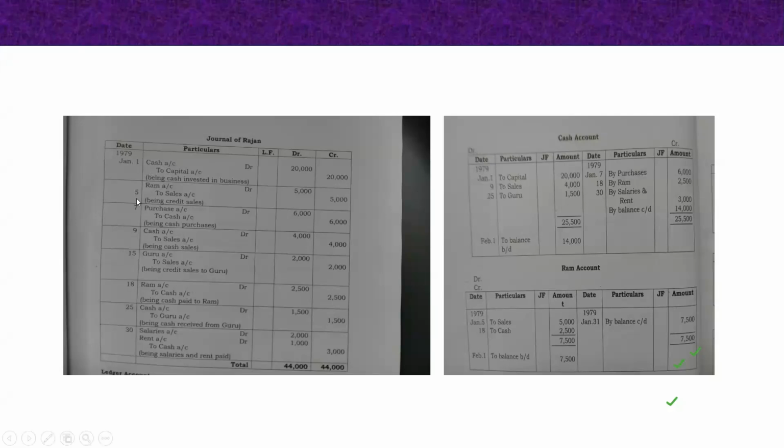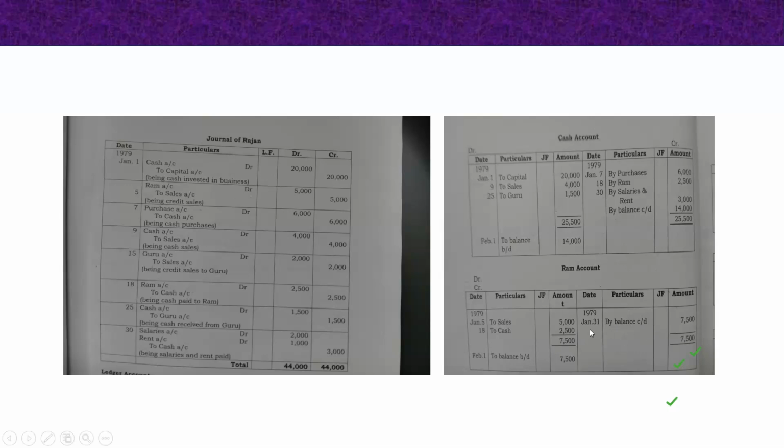On 5th of January, the first thing done is a credit sale to Ram from the business. So, to sales 5,000 rupees, that's a credit sale. And then we have paid cash to Ram on 18th. So if you add up, that's 7,500. If you switch to the other entry, there is none; from Ram we haven't received anything in cash. Cash has only gone out of the business. So in that case, make the balance carried down here and balance the account.